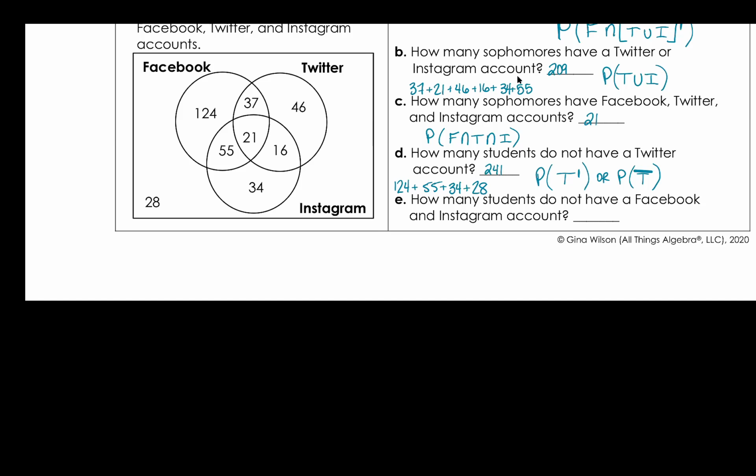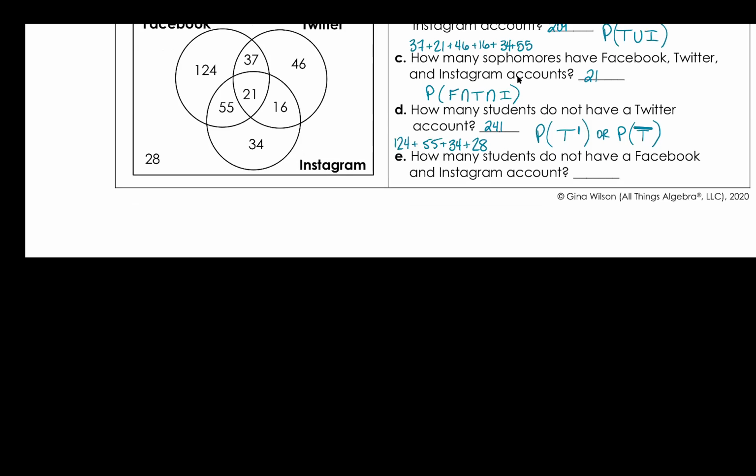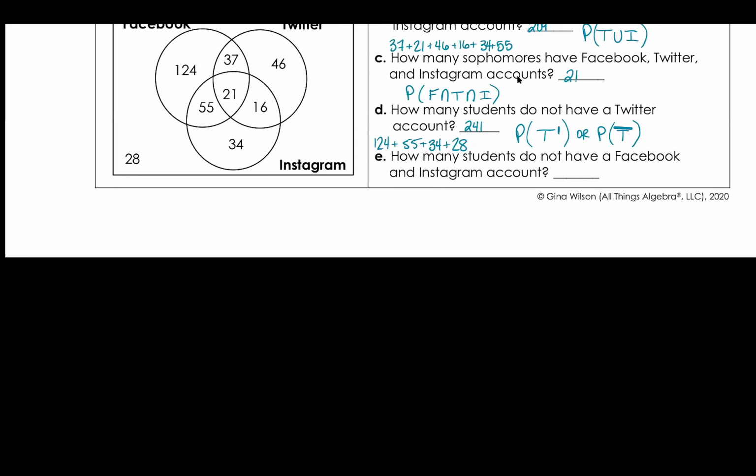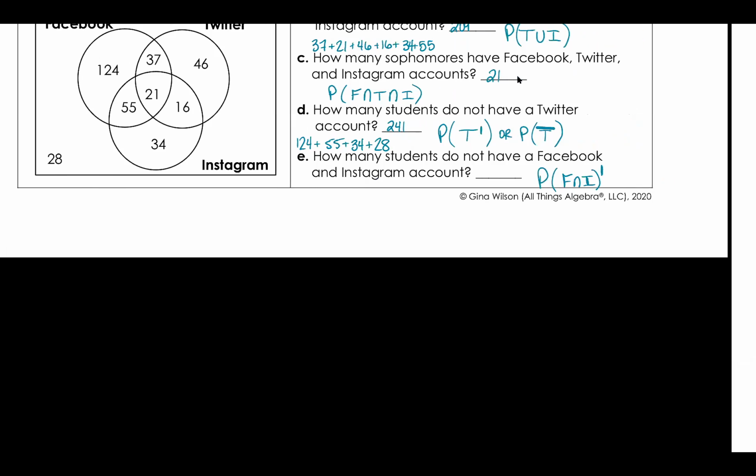And then finally, how many students do not have a Facebook and Instagram account? So probability of Facebook and Instagram, and then of course we're going to hit it with a negation. Or again, you could see Facebook, Instagram with a bar on top. You're going to see it either way. Okay.